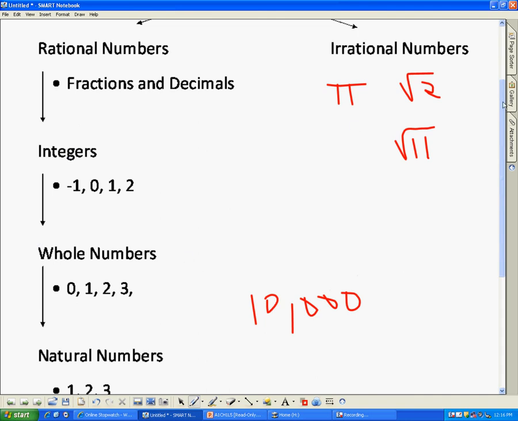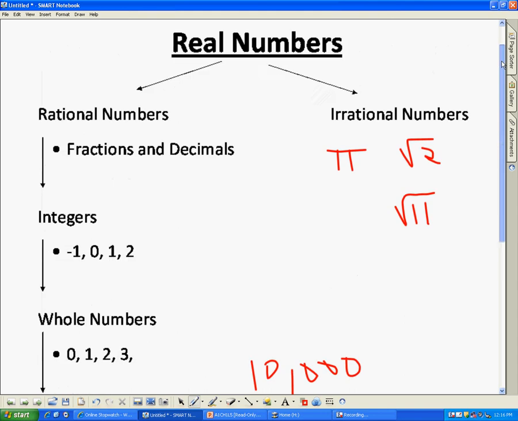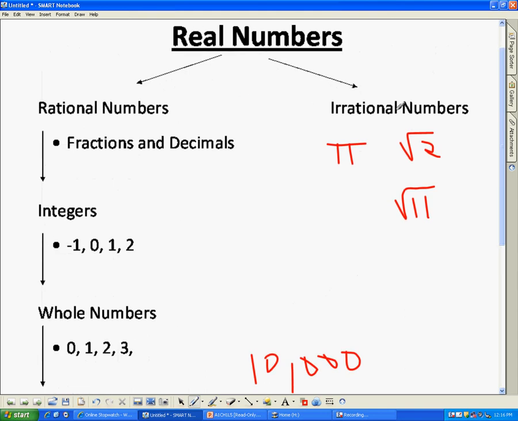So just make sure for this unit that you are able to classify different numbers that I give you, whether they're rational or irrational, and if they are rational, what kind of specific rational number is it?